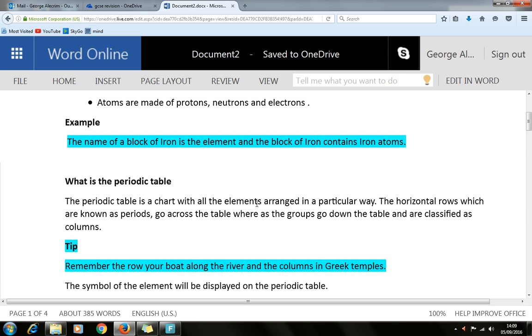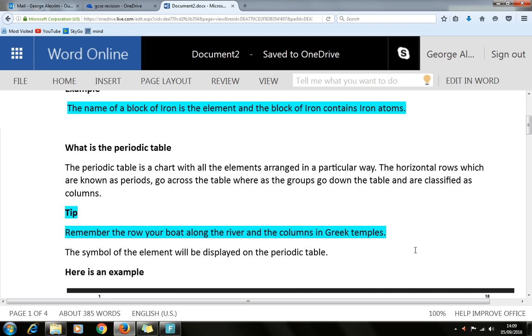Now, what is the periodic table? The periodic table is a chart. As you can see, I've written an explanation. Now, one thing to remember, which is important, is the horizontal rows, which are known as periods, go across the table, whereas the groups go down the table and are classified as columns. Periods is an important word to know, so that you know what things are called. The scientific example for the exam.